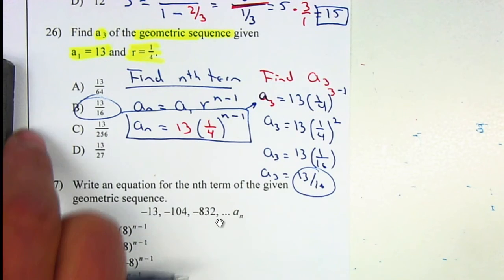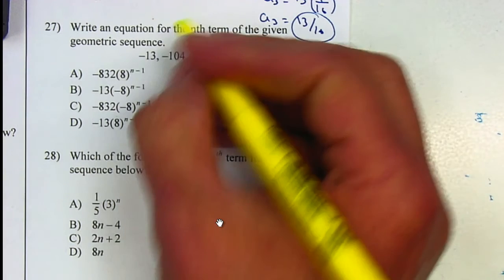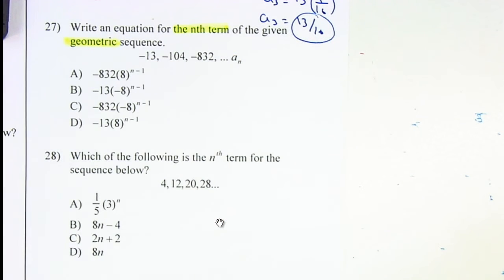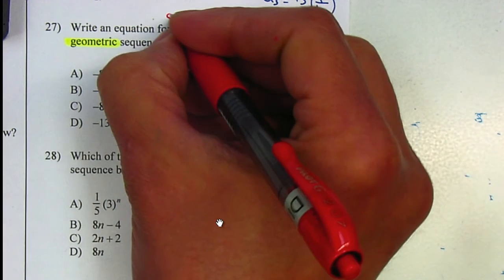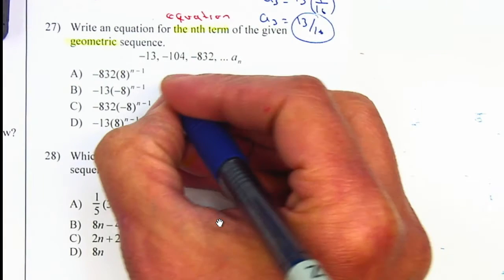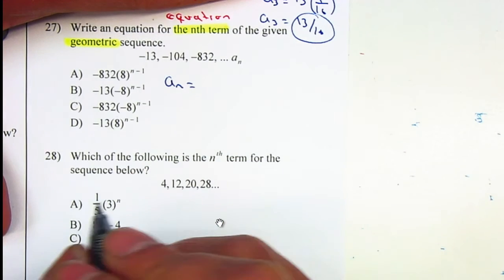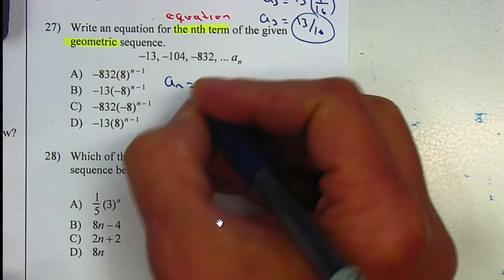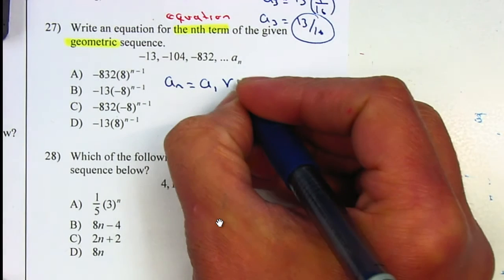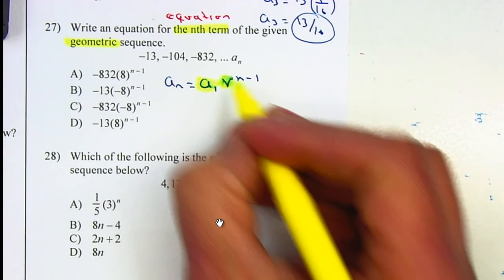Number 27. Write the nth term of the following geometric sequence. So I'm looking for the nth term. Remember, every time that you're looking for the nth term, you're looking for the equation. So let's go and write it down. A sub n is equal to, don't look on the problem above, see if you can write it down without using your notes, a sub 1 times r to the n minus 1. And I'm just going to plug in, remember, the only things that I need to plug in, just like on the problem above, are the first term and the ratio.